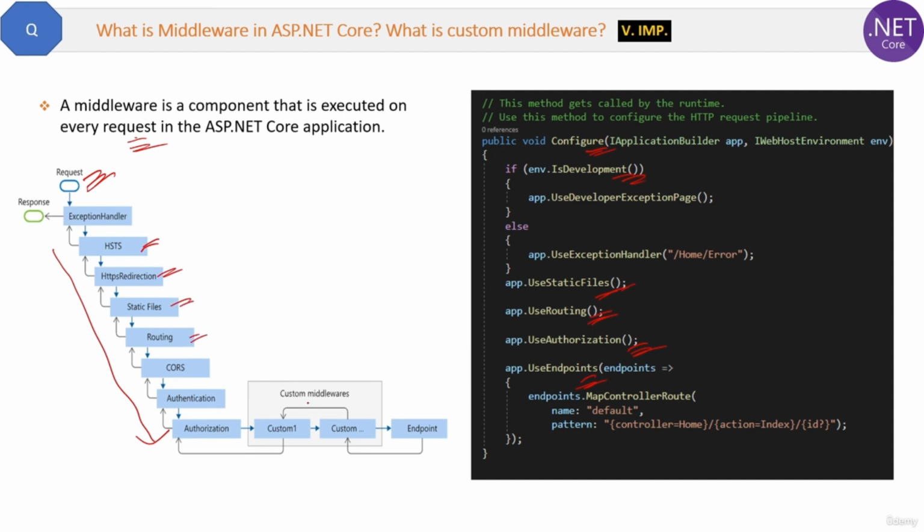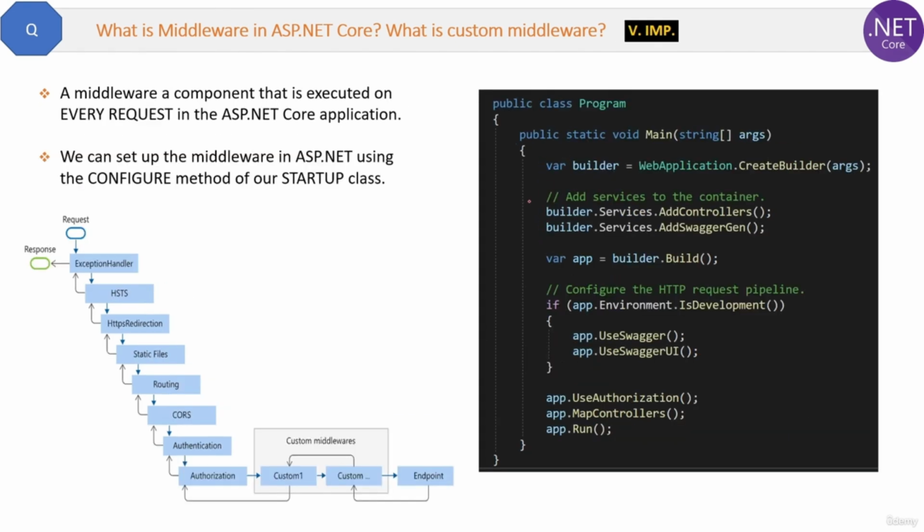Now these middlewares are provided by the .NET Core framework, but you can also create your own custom middleware class and add it here, like at the end of this sequence. So that is custom middleware. Now from .NET 6.0 the configure method is not there anymore. So like this, the middleware components are added at the end of the main method of the program.cs file. So this is all about the middleware.